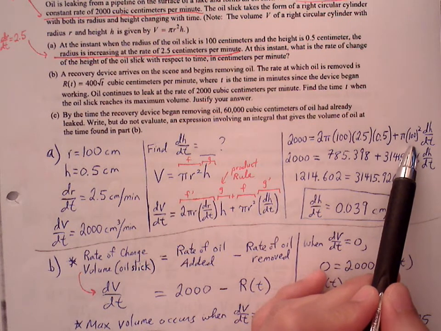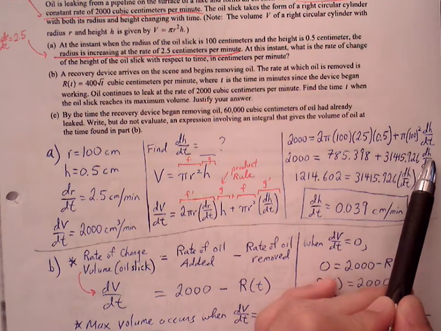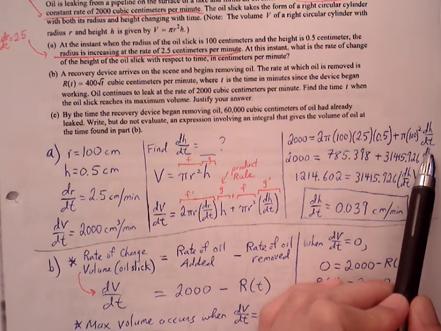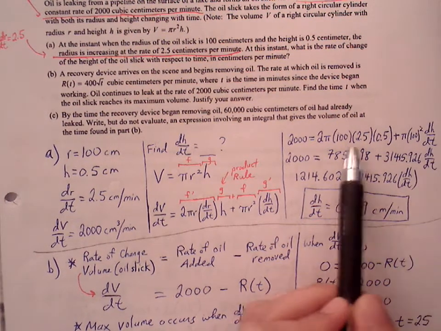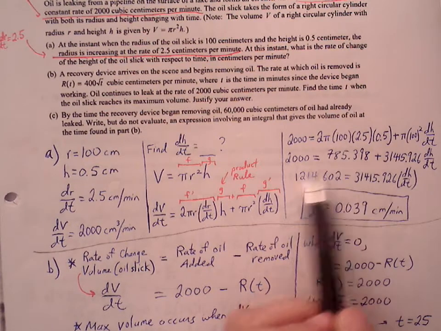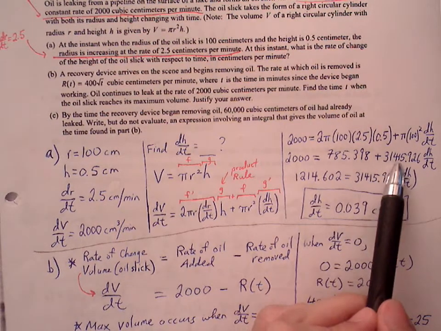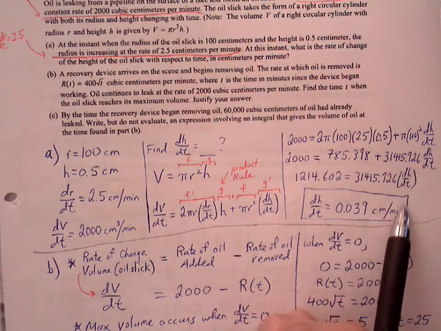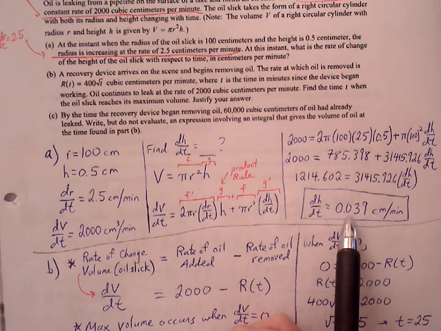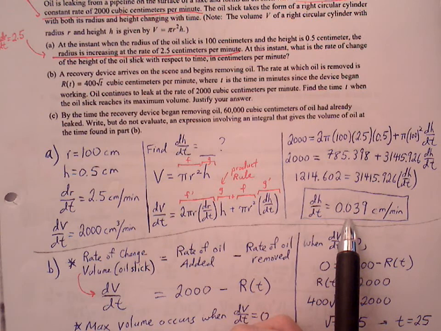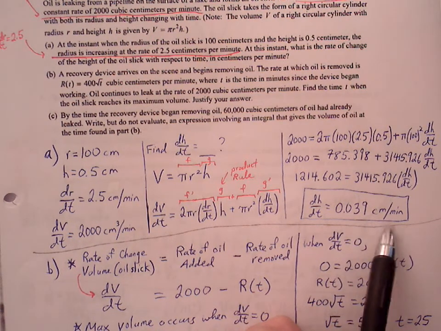Here, replace r with 100, and then that leaves us with the only variable that we need to solve for, and that's dh/dt. And then we just multiply this out, subtract over, divide over, until we get to dh/dt, and we see that the rate of change of the height of this cylindrical disk, this circular cylinder, is 0.039 centimeters per minute.